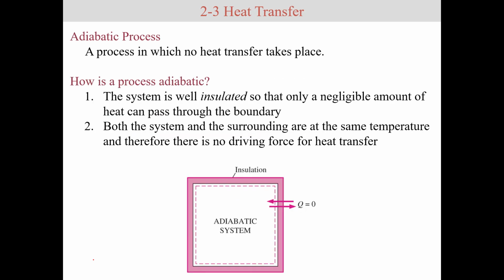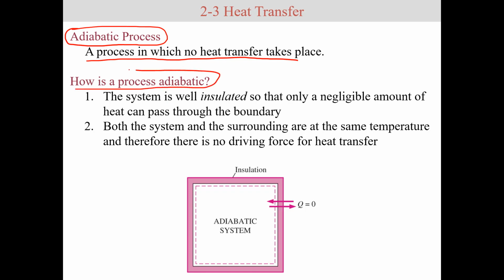Okay, I want to bring to your attention something else here. Now, we're talking about heat transfer. What happens if I have a process in which no heat transfer takes place? That process has a special name. It is called an adiabatic process. Again, an adiabatic process is a process in which no heat transfer takes place. So then the question I get is, how is a process adiabatic?